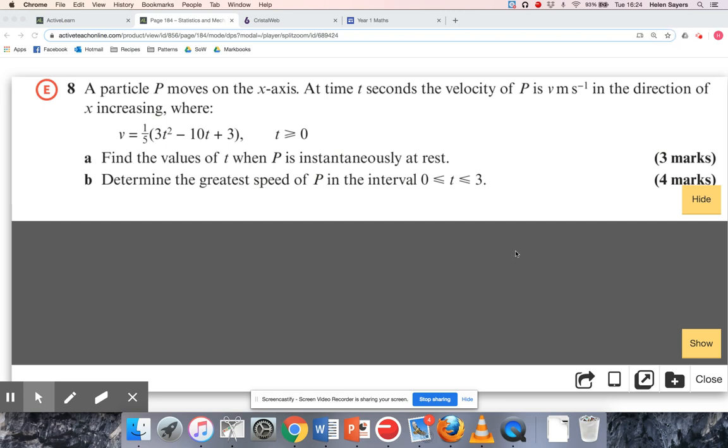Okay, so we're doing exercise 11A from the first year mechanics textbook, and we're looking at question 8. So we've got velocity as a function of time, and I can see that's a quadratic function. And the first thing it wants to know is find the values of t, so I'm expecting more than one answer, when p is instantaneously at rest. So it's going to be at rest when the velocity equals 0.